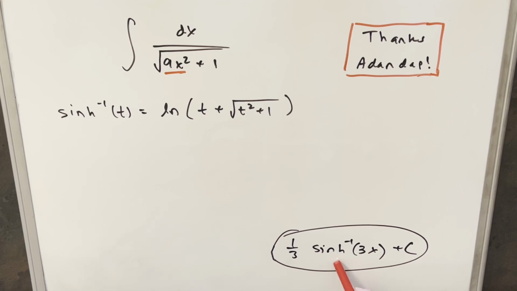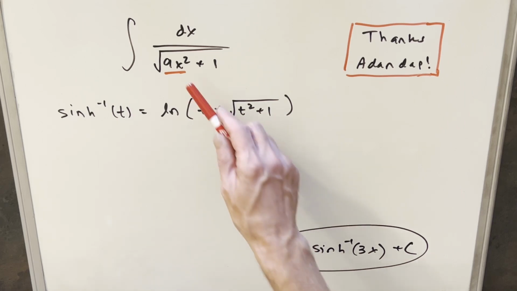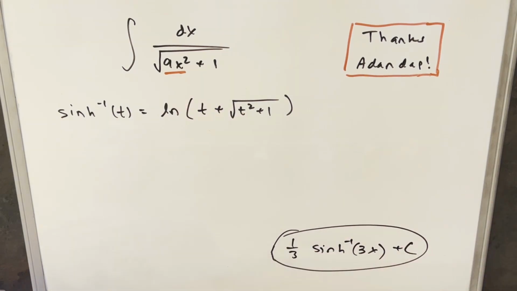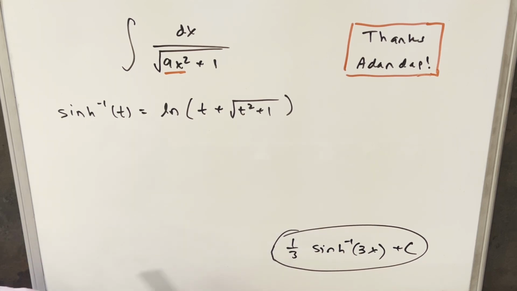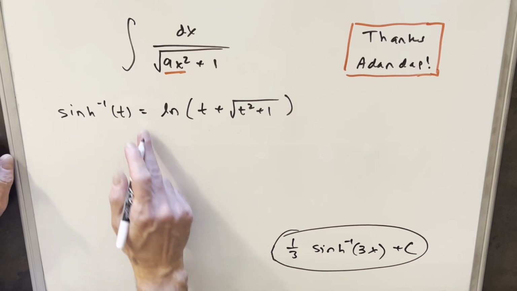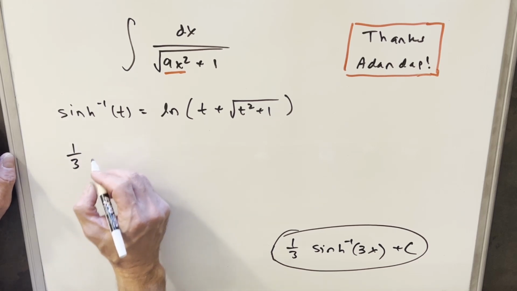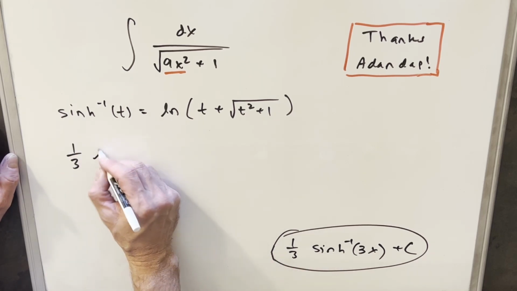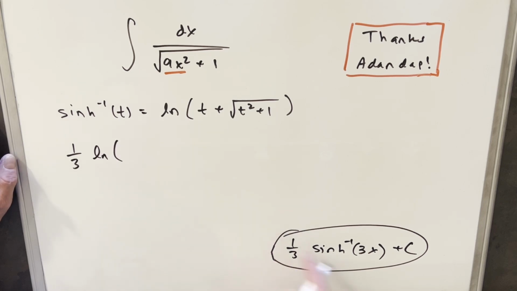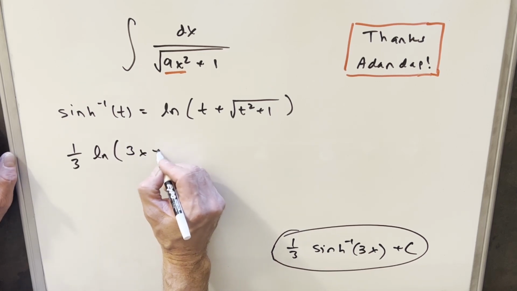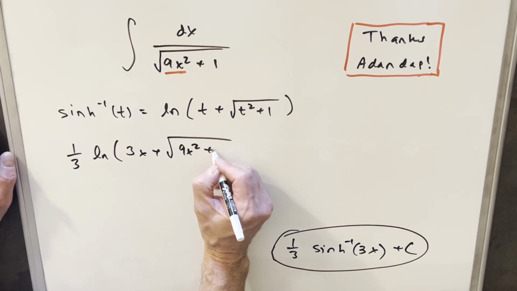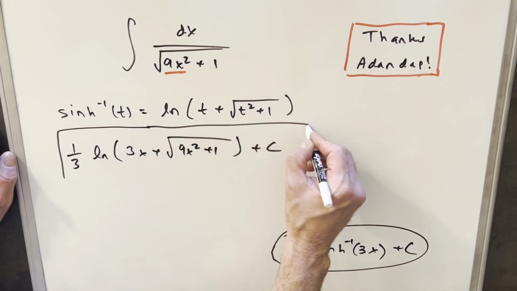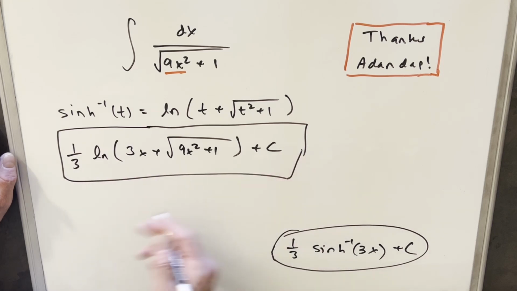You may be wondering, why does this solution look different than the solution I get if I do the trig substitution using tangent? Well, we have this definition here for the inverse sinh function, and we can put it in terms of natural log. So I can rewrite this solution using this formula. We can write it as 1/3 natural log of 3x plus the square root of (3x) squared, which is 9x squared, plus 1. And this here should be what you get if you make the trig substitution the traditional way.